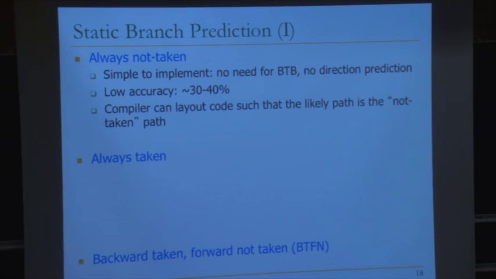And we've also discussed that the compiler can try to optimize this prediction, right? The compiler can try to lay out the code such that the not taken path is the likely path, if the compiler can figure out if some path is likely.